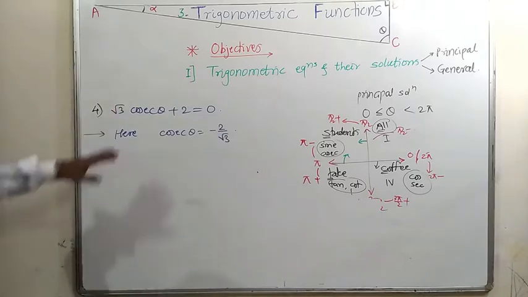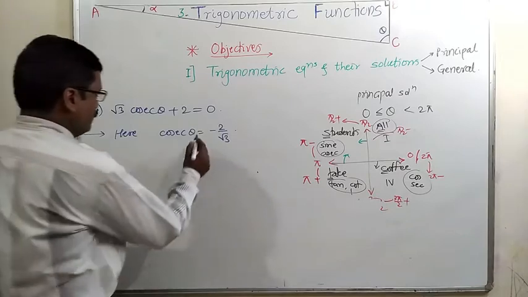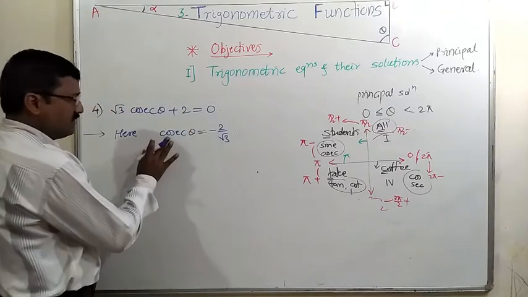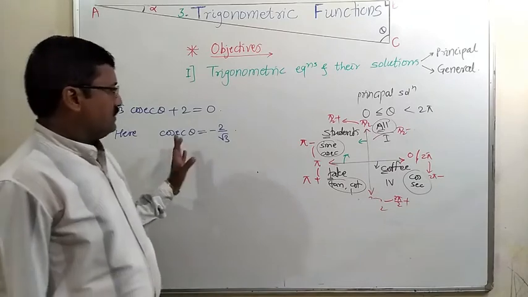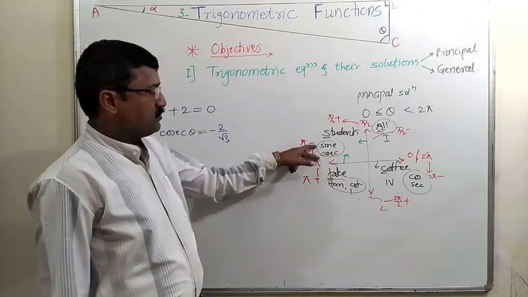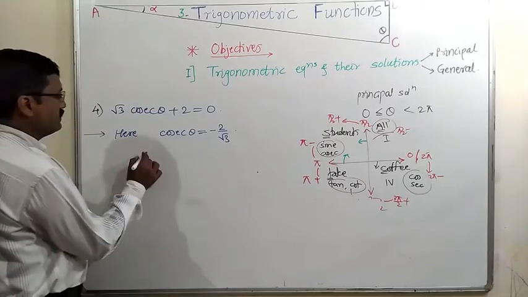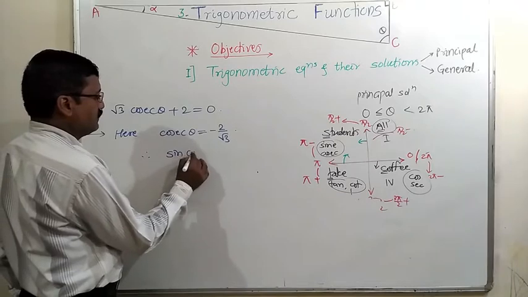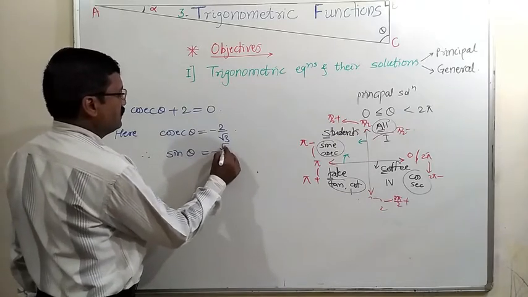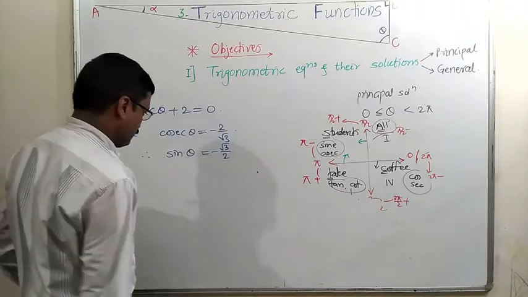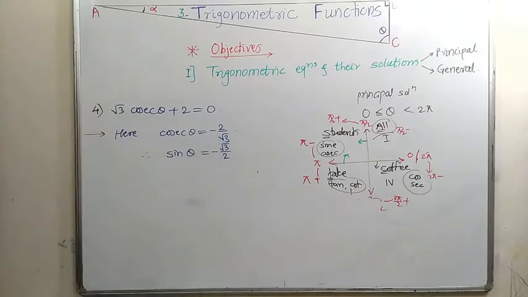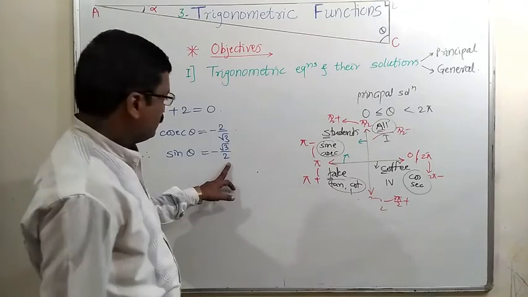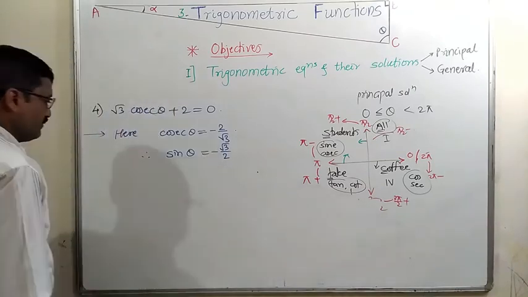So first we have written this equation in a particular form of simple trigonometric equation, that is cosec theta equal to minus 2 upon root 3. But there is no need to solve this equation as it is, because we can easily convert cosec into sine. So we can write from this equation that sine theta is equal to minus root 3 upon 2. Now this becomes simple because we know the angle for which the value of the sine ratio is root 3 by 2. It is given negative, still we can handle it.